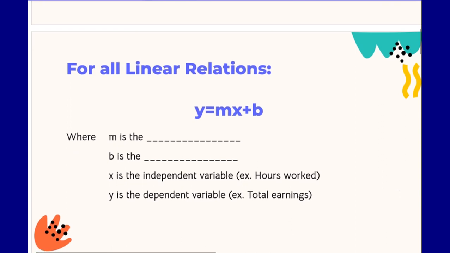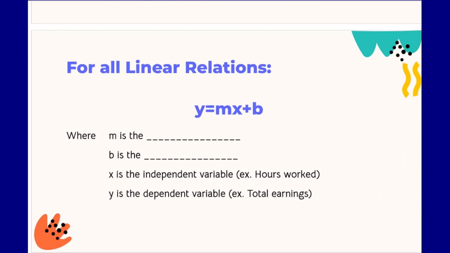So just a reminder, for all linear relations or linear patterns, we generally represent them with the rule y equals mx plus b. Here, the m we usually refer to as the multiplier, and b is commonly referred to as the constant. You might think of it as the base or initial value. And x represents the independent variable, and y represents the dependent variable.